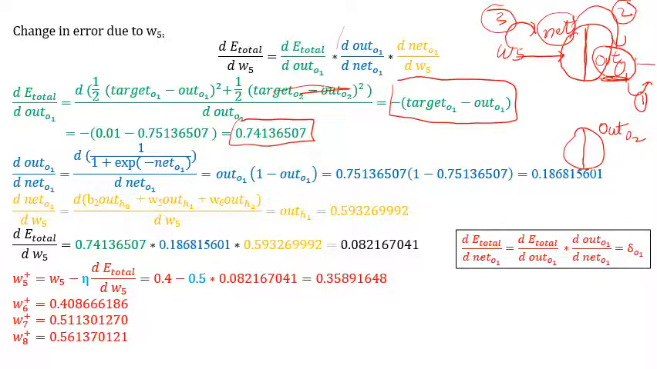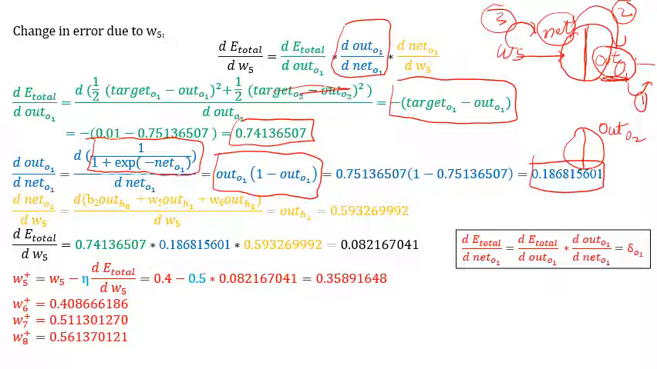Then I calculate my second term. The second term is nothing but applying the sigmoid to the net input. If we differentiate the sigmoid function, this is the form we get. Plugging in the values, this is the second value in step two.